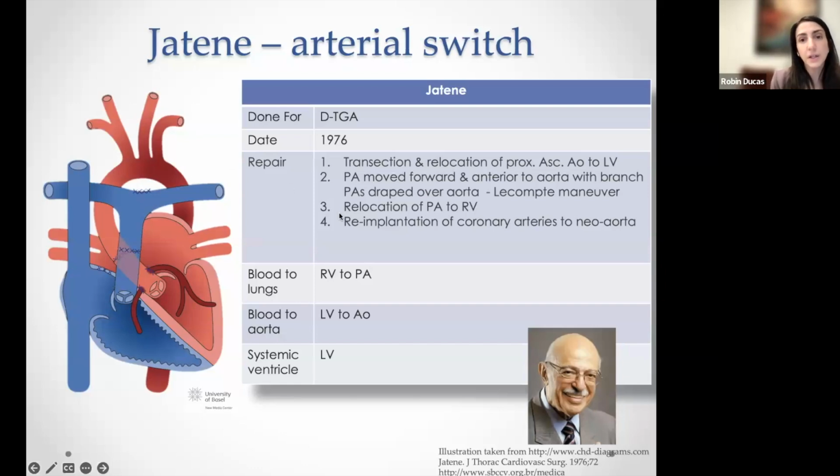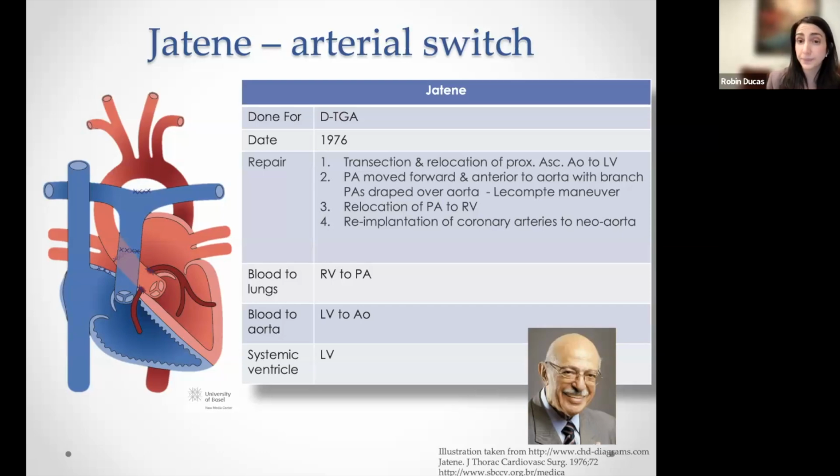How this was done is that there's a transection of the proximal ascending aorta and pulmonary artery. The pulmonary artery is now moved forward and draped over the aorta, and that's the Lecompte maneuver, which we're going to talk about in a few minutes. There is relocation of the aorta to the LV, pulmonary artery to the RV, and then reimplantation of the coronary arteries. And it's important as echocardiographers that we remember the coronary arteries because ischemia can be one of the ways these patients present.